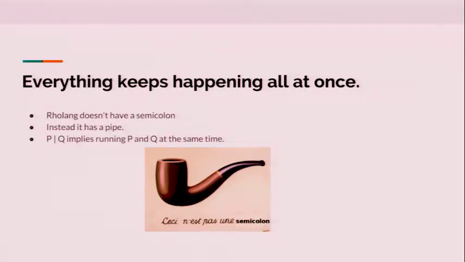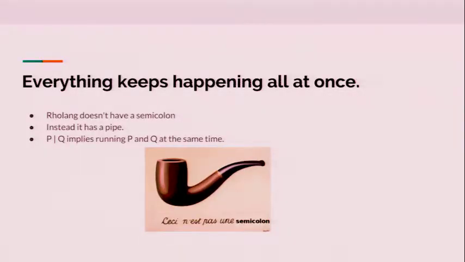All right. So everything keeps happening all at once. So in order to make things occur in a particular order in Rholang, you have to have a data dependency between them. If you don't, there's no guarantee that you can force things to be in order. So Rholang does not have a semicolon. Instead, it has a pipe. And so P pipe Q implies running P and Q at the same time. So one way you could do this is non-deterministically choosing between doing P first or Q first.